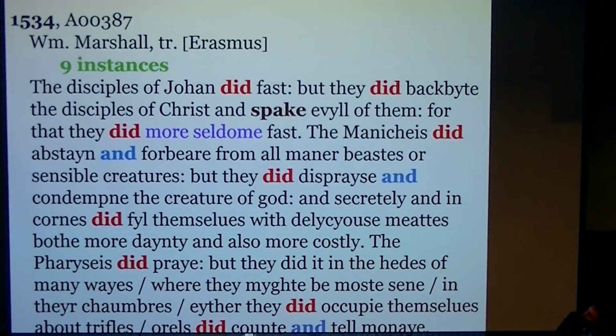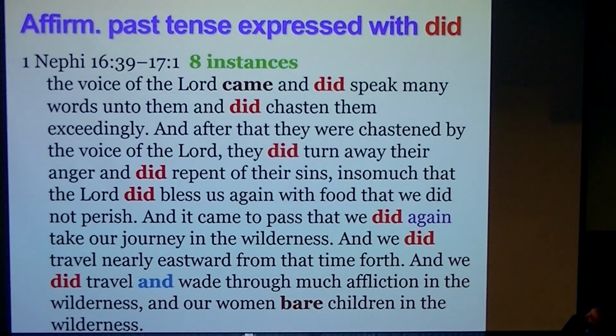Okay, let's consider past tense in the Book of Mormon. Here is 1 Nephi 16 going into chapter 17. We have 8 of these very close together, bookended by simple past tense "came" and "bear." We know "bear" from the earliest text. In our current LDS text, it incorrectly has "did bear" there. But see, we have 8 of these. They're right. "Did" is used to express the affirmative past tense without any emphasis, right next to the infinitive. Did speak, did chasten, etc.